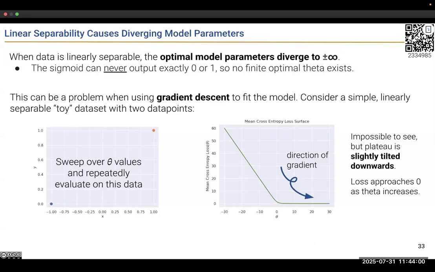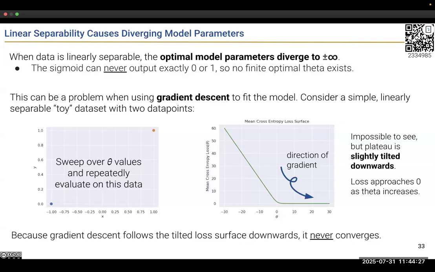But it's not flat. If you zoom in on, say, Plotly, you'll see that this line has a very small downward slope. So what you are doing is slowly tending towards 0. But it's so slow that you have to keep increasing your theta to get a lower and lower loss. So your gradient descent will never converge under this scenario. That's why linear separability could cause problems, even though it seems like a very good property to have for a data set.